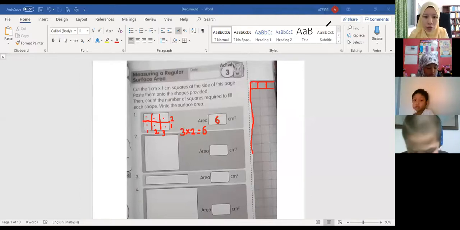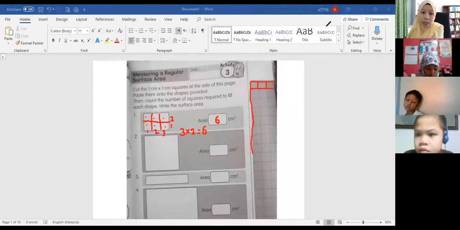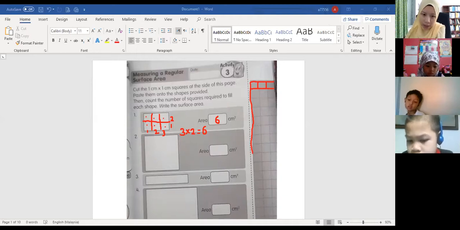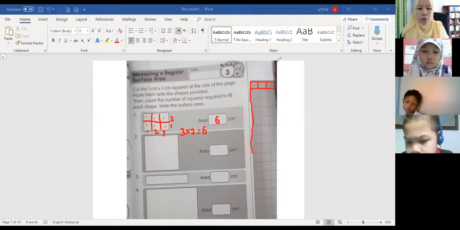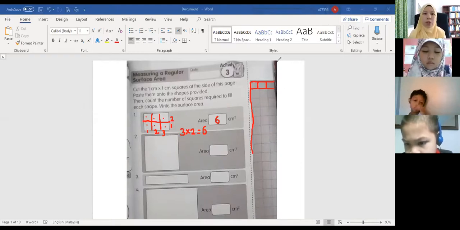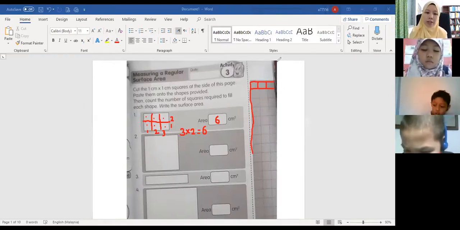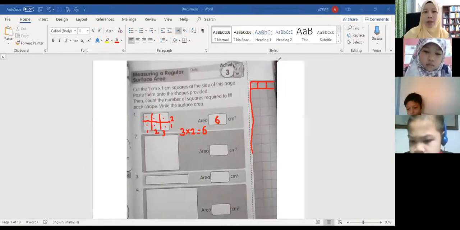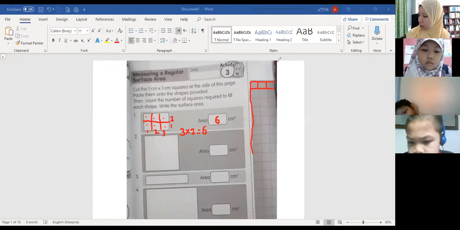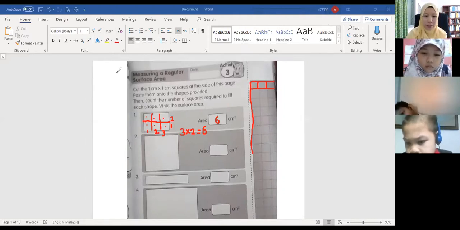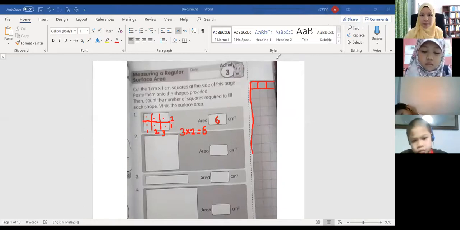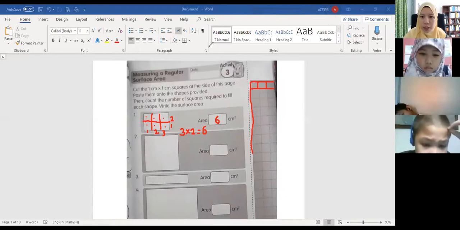Okay, so let's proceed to page 56. Yang tu awak buat nanti. Okay, yes, Dini, you have to put one by one and count. But not now because you have to do it maybe with your parents because you have to use scissors. So today, we will proceed to the next question. Page 56, okay? Let's proceed to page 56.